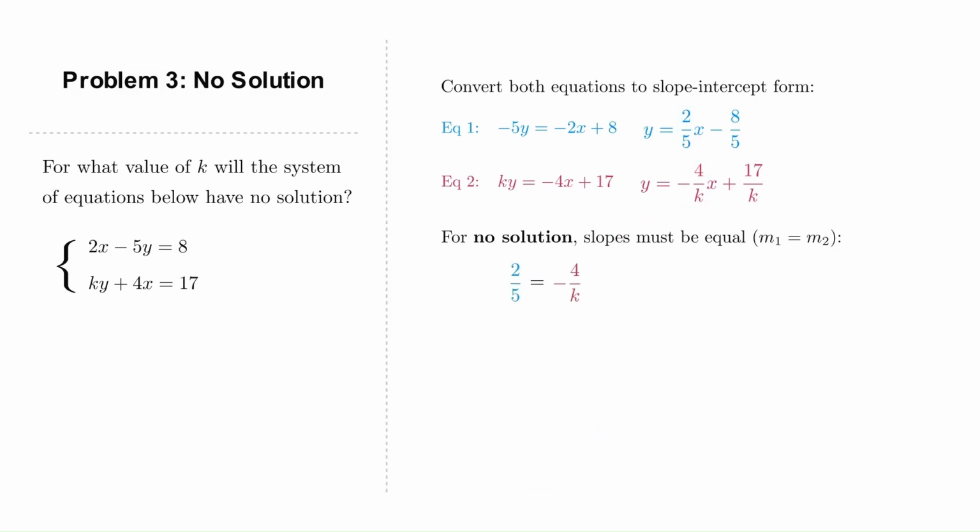By cross-multiplying to eliminate the fractions, then solving for k, we get that k equals -10. Notice that the y-intercepts are still different, so the two lines remain parallel and never intersect. Therefore, the system has no solution, making k equals -10 the correct answer.